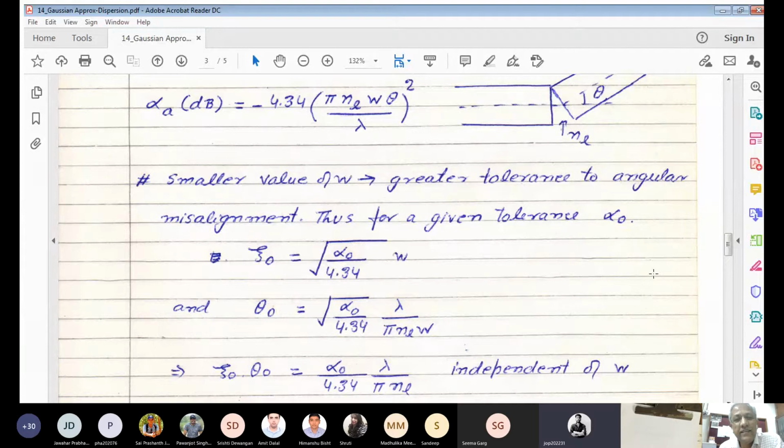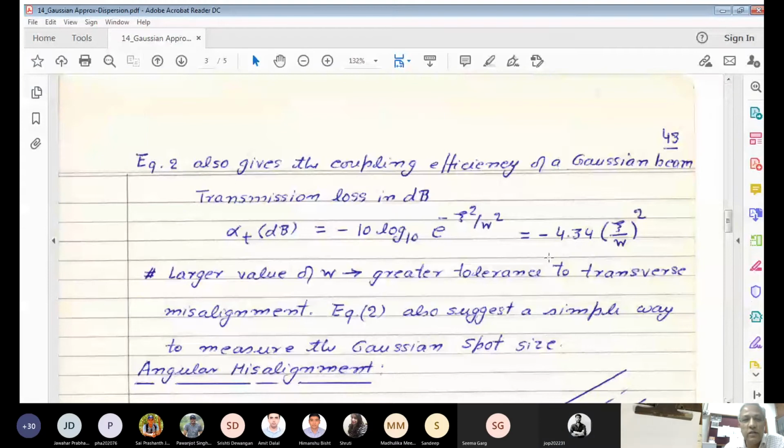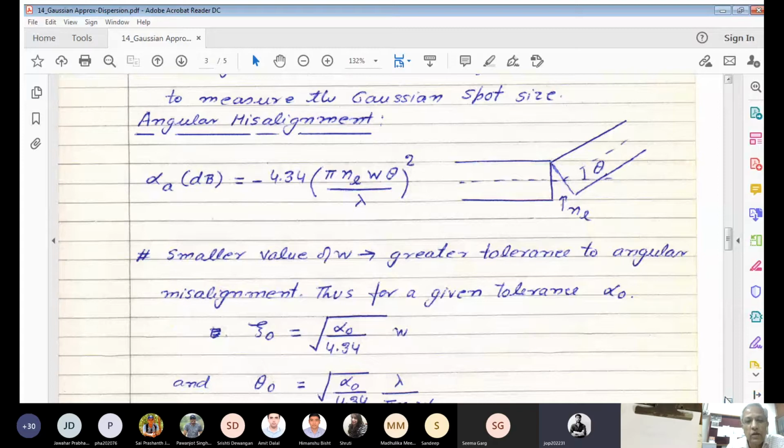I misunderstood. On the other hand, transverse misalignment is inversely proportional to W. So if W is small, your loss would be larger, right? So a larger value of W gives you greater tolerance, right? Yes, sir. Thank you, sir.